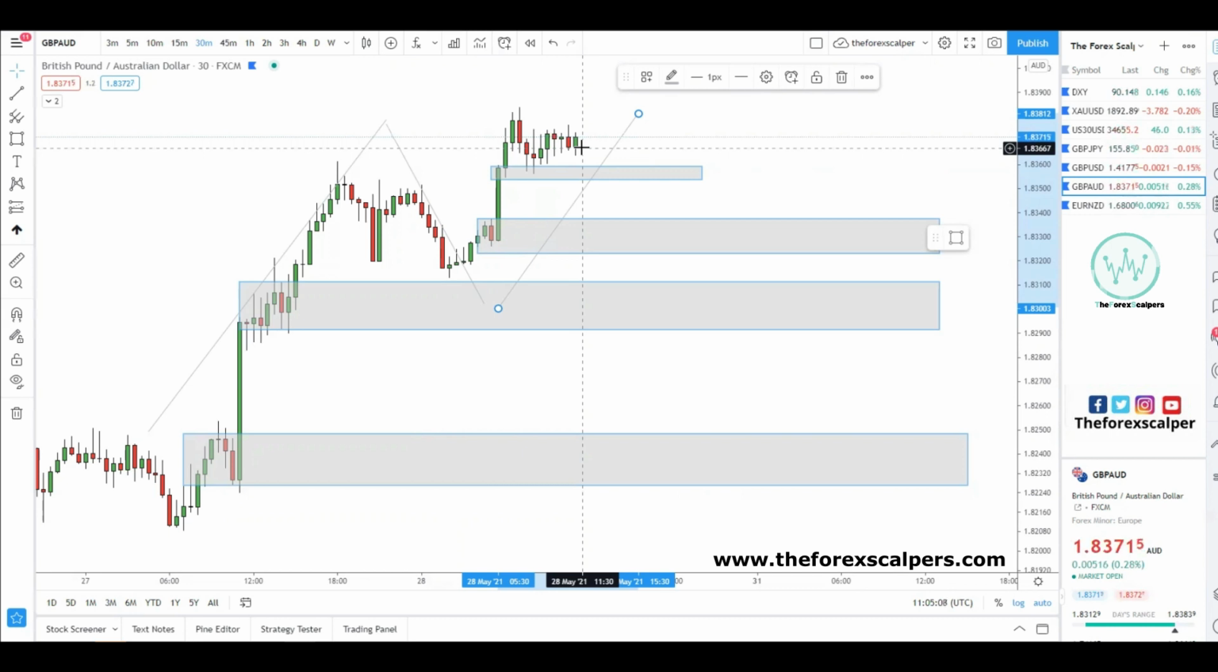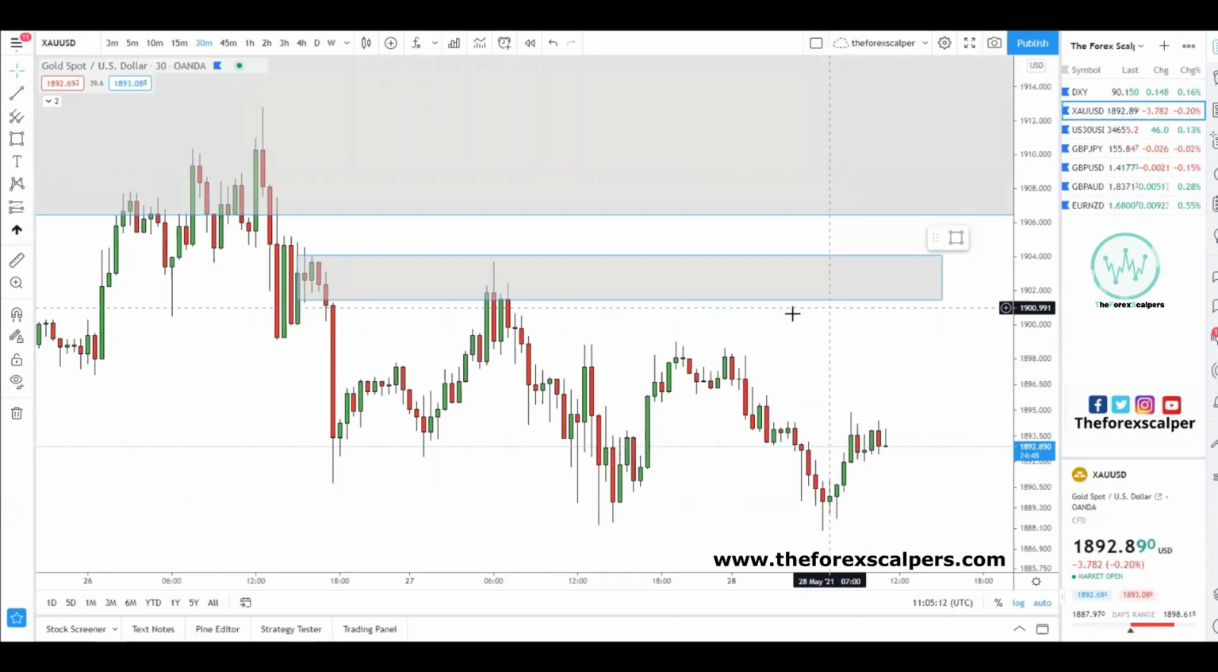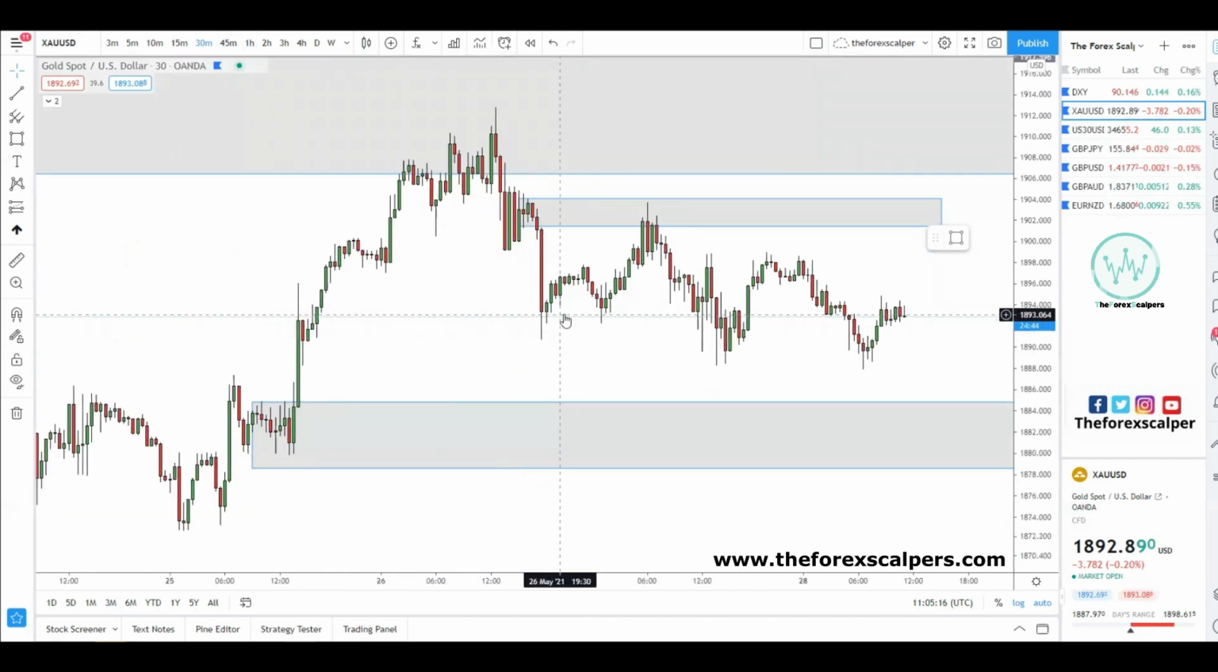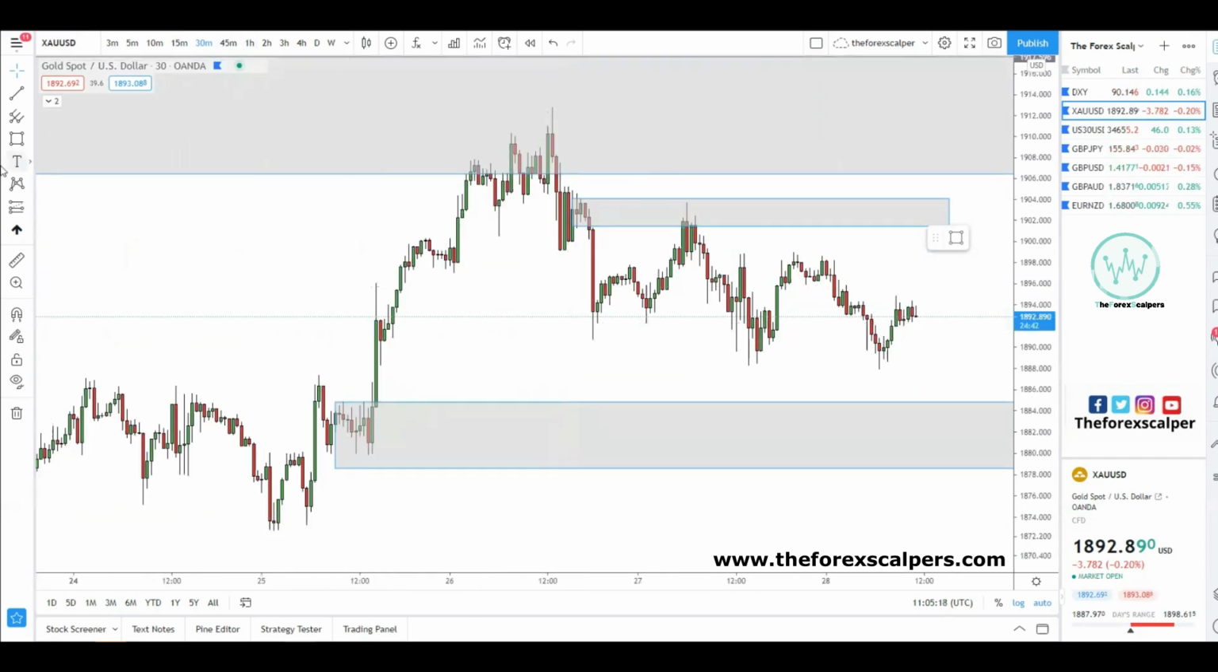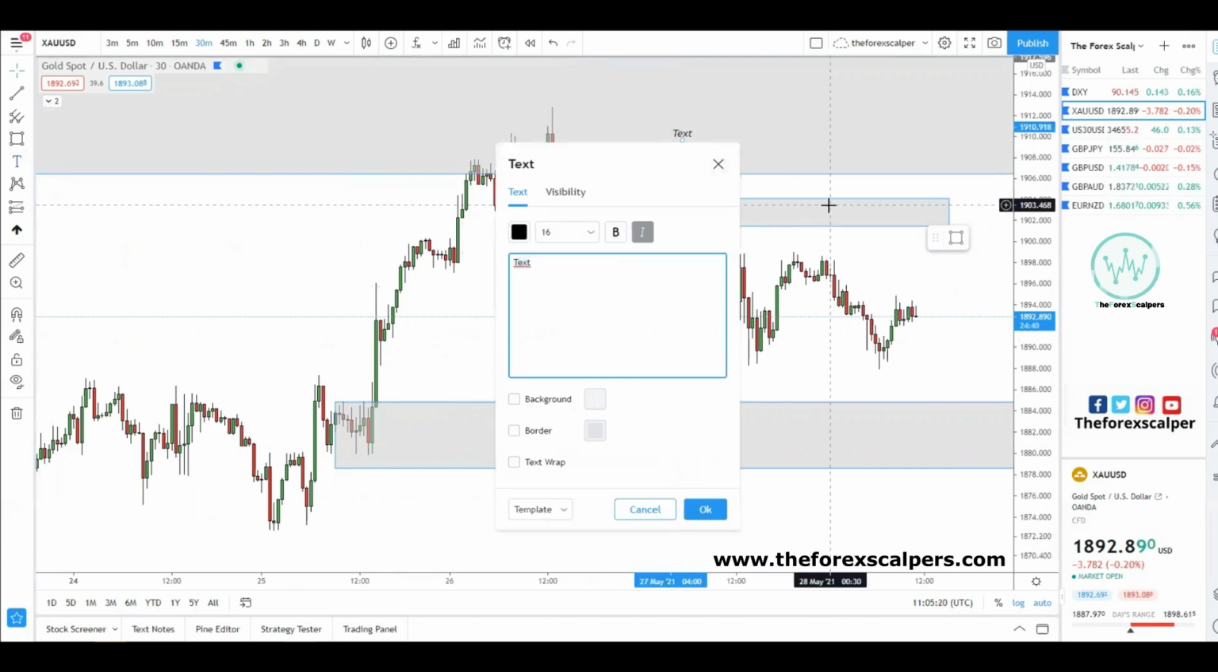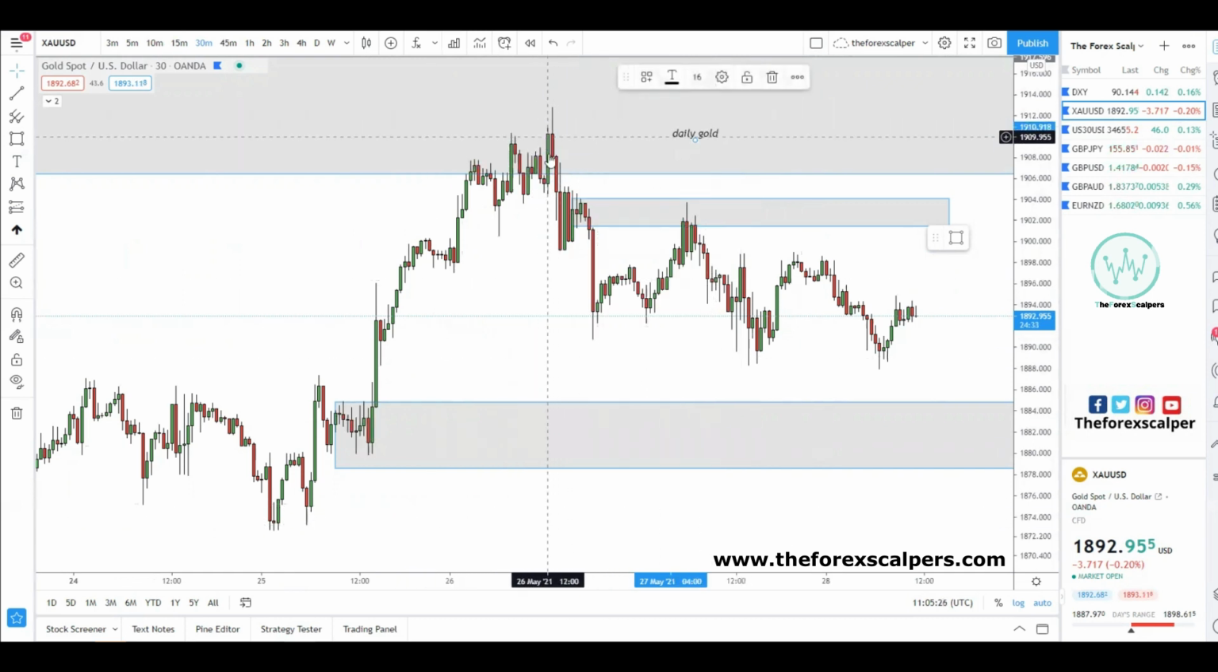You know, for example, if you're moving on to gold, I want to give also a little example on that. I have highlighted a couple of levels. For example, right here, we have a daily level on gold. This is also the reason why price spiked in that 1890.10 level. And we saw a little reversal right here.